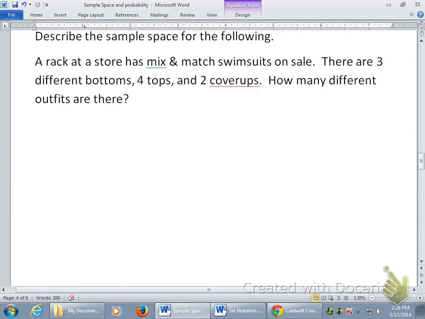And of course, this is true just at the store down the street. A rack has mix and match swimsuits. There are 3 different bottoms that I could choose from. Okay? And once again, I'm going to find out that it is tedious to draw the entire sample space. Obviously, in my decision, I chose red and orange and blue. Now, how many different tops could go with those? I could have a red top, or a rose top, or a yellow top.